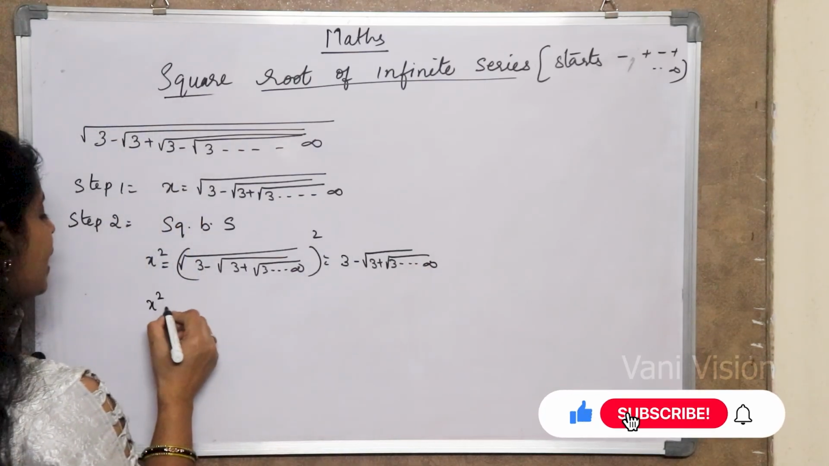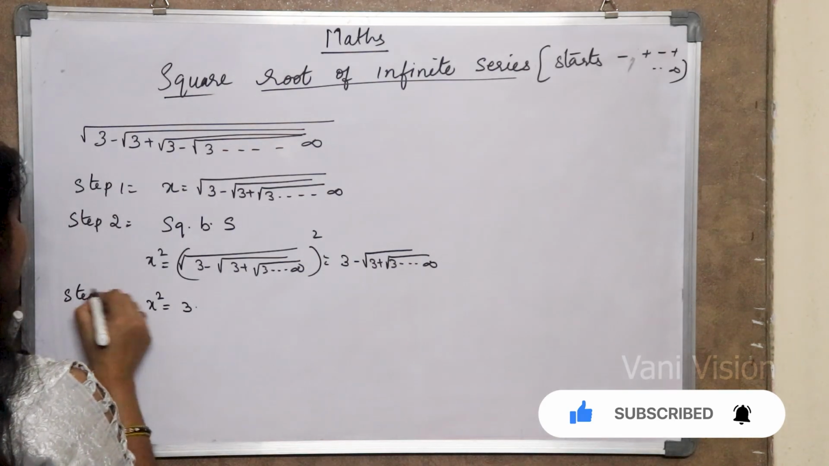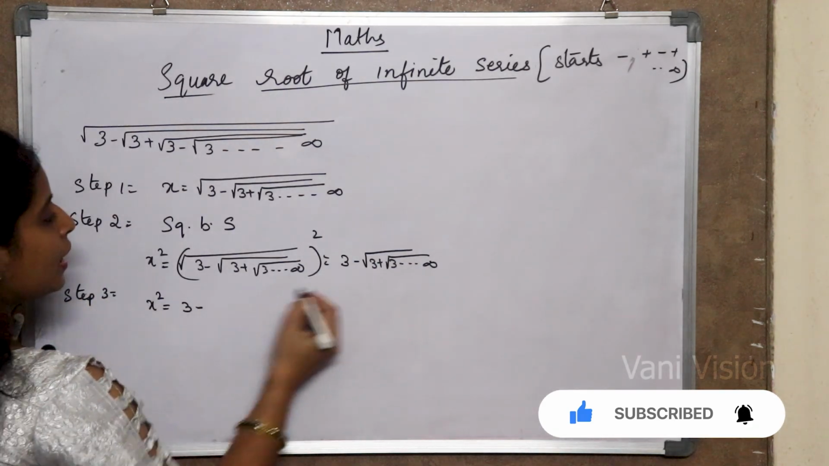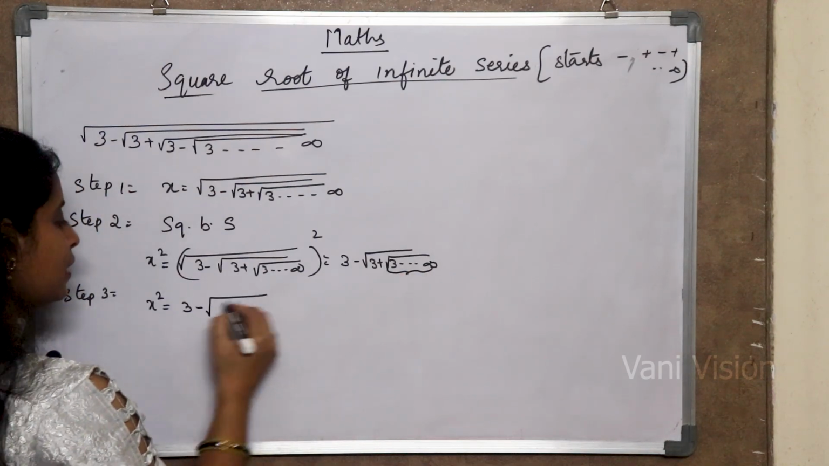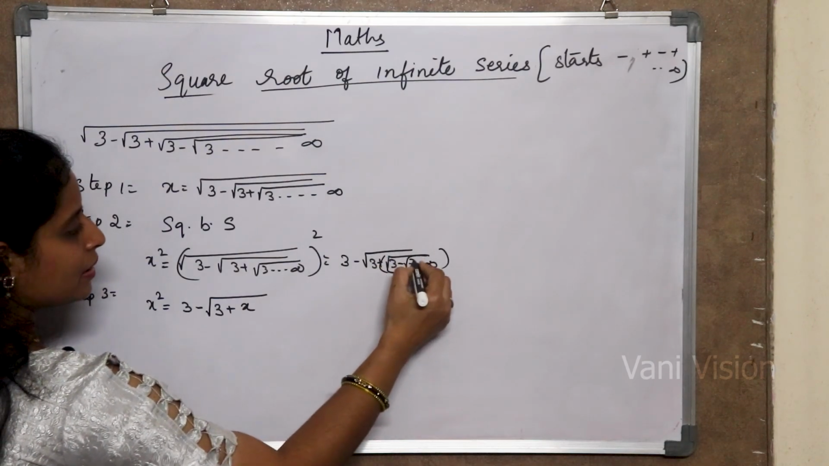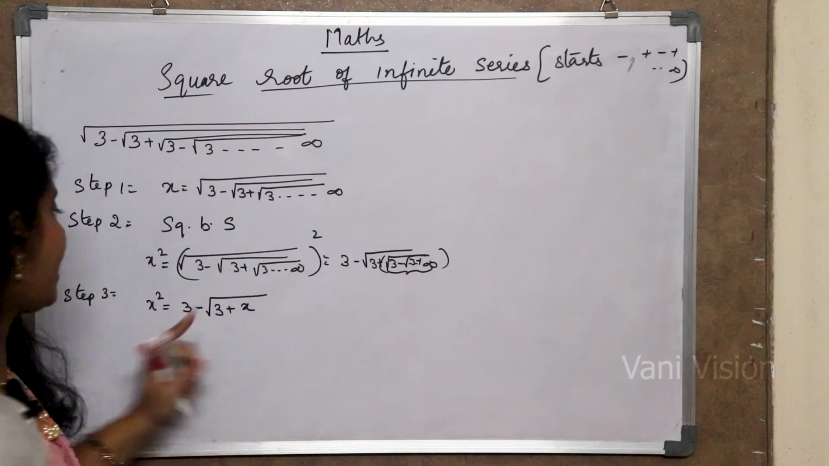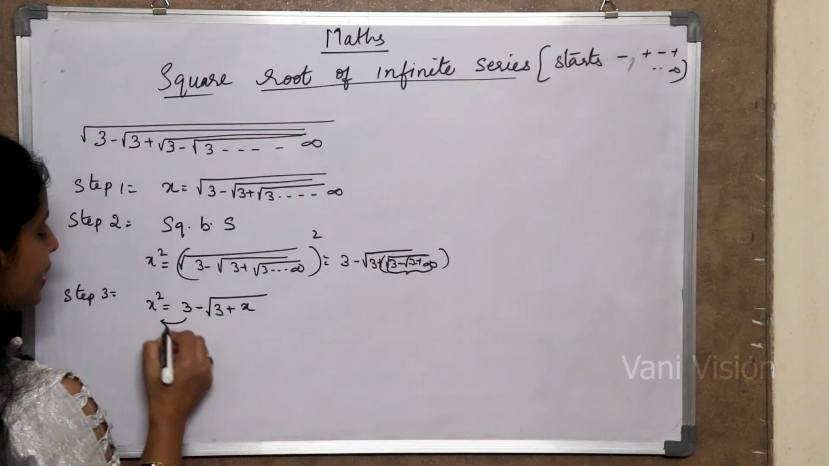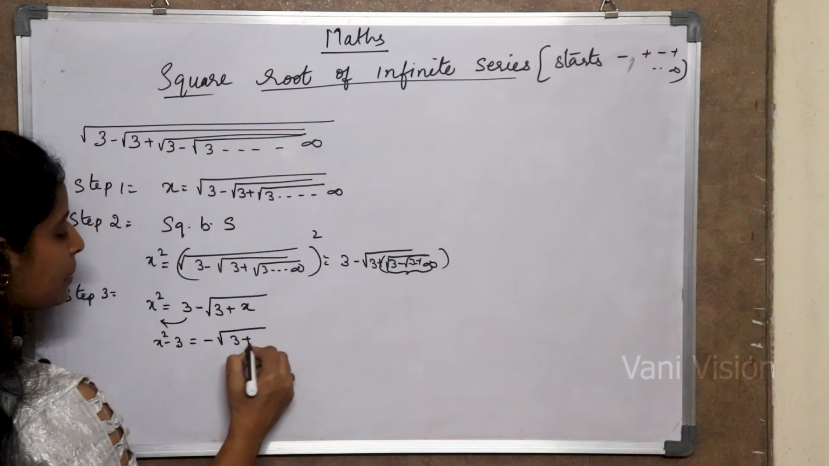Now x square is equal to 3, and step 3 is to replace this by x. This expression is x only, right? So it is 3 minus root of 3 plus x only, so you have to replace it by x. Now bring this 3 to this side. x square minus 3 is equal to minus root over 3 plus x.